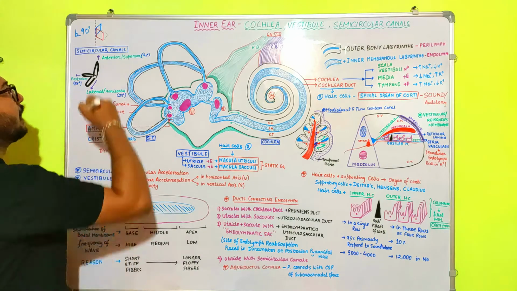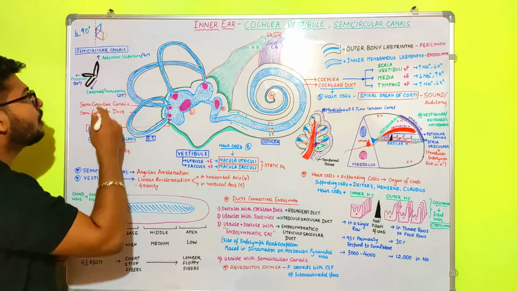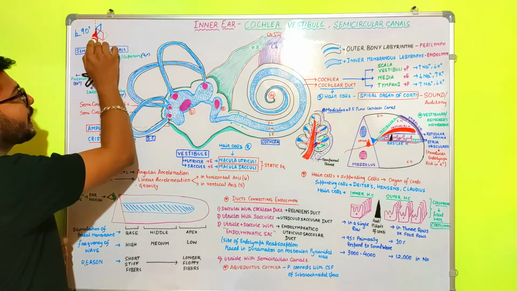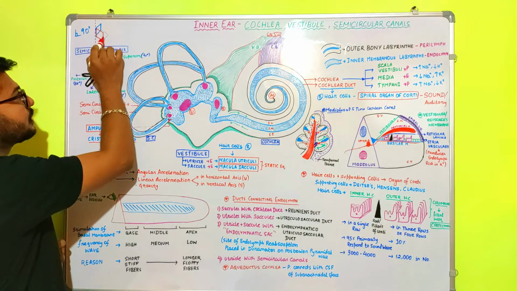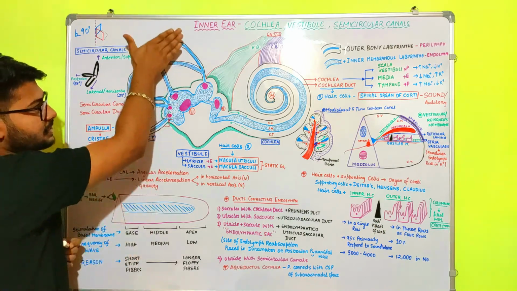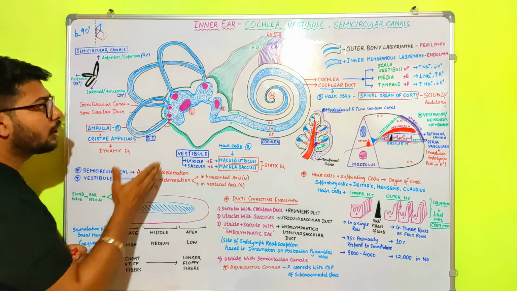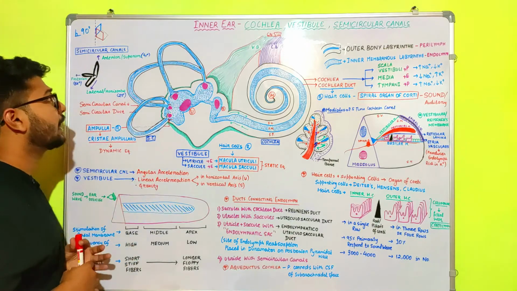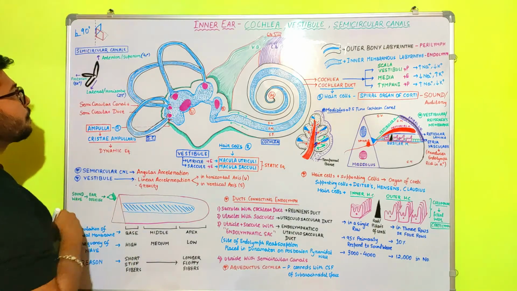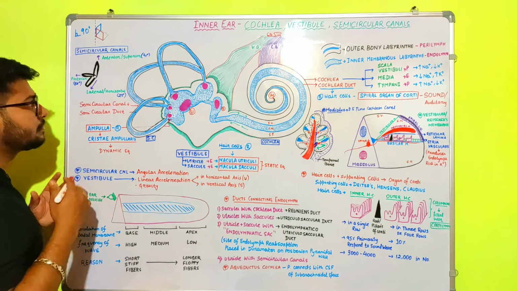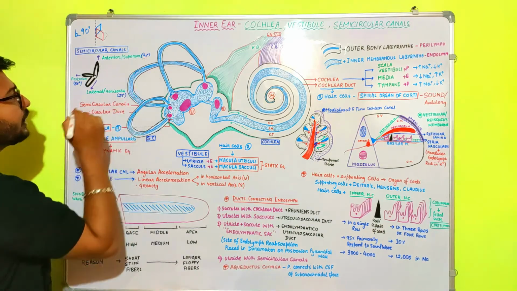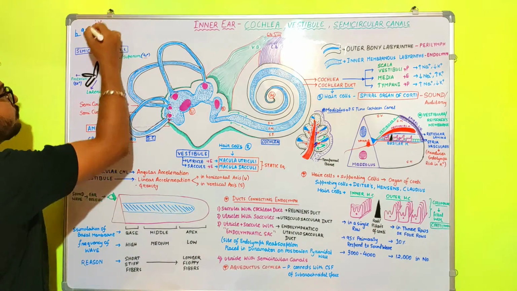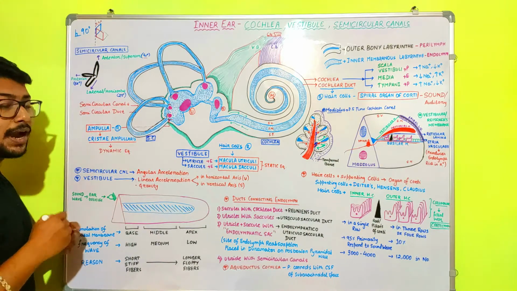So let's see that. Imagine this vertical line represents the sagittal plane, and these three planes, the blue box, the red box, and the green box, represent the axes in which they are present. So these three planes represent the axes of these semicircular canals. First of all, the anterior superior semicircular canal is present at 41 degrees with respect to this sagittal plane.